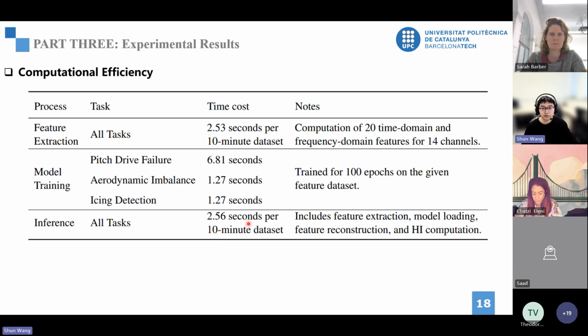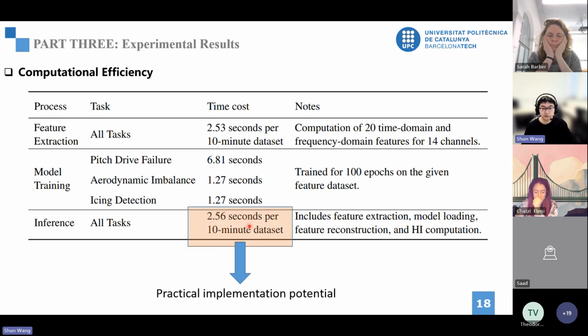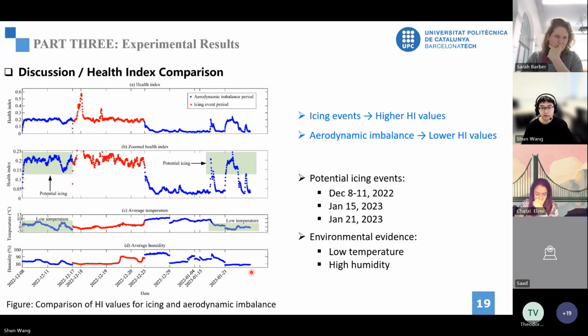Computational efficiency is also crucial for real-world monitoring, so we measured the time taken by our method. Specifically, in model inference, our method takes just 2.56 seconds to process data. This quick speed plus perfect detection performance make it suitable for real-time applications.